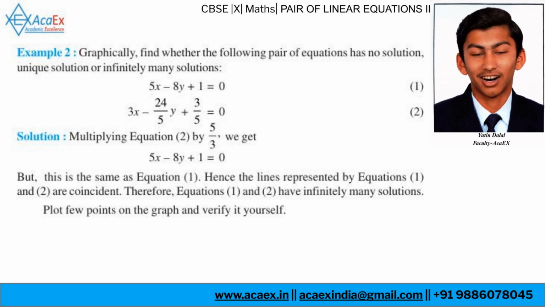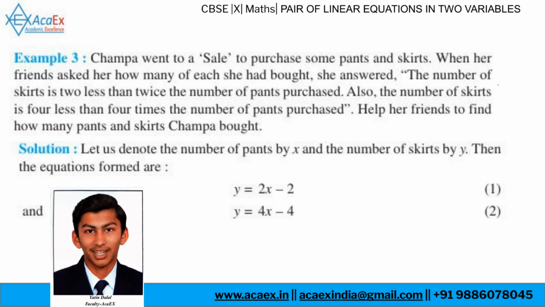This means the lines are coincident, and, therefore, the pair of equations has infinitely many solutions. Example 3. Pants and skirts problem. Kampa bought some pants and skirts. She said, the number of skirts is 2 less than twice the number of pants. Also, the number of skirts is 4 less than 4 times the number of pants. Let's find out how many she bought.